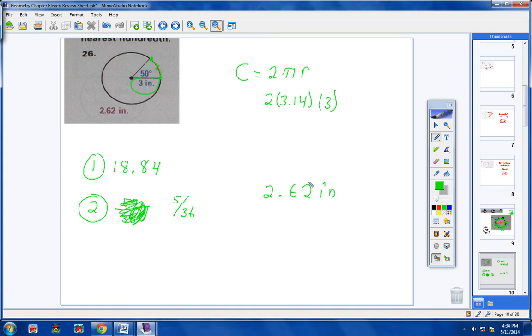Now it would not be inches squared or inches cubed because you're not dealing with area and you're not dealing with volume, okay? But that's the length of the arc. Let's try the next two a little faster, but don't forget the two steps are find the circumference of the circle, then find the fraction of the circle you're dealing with, and then multiply those two together.